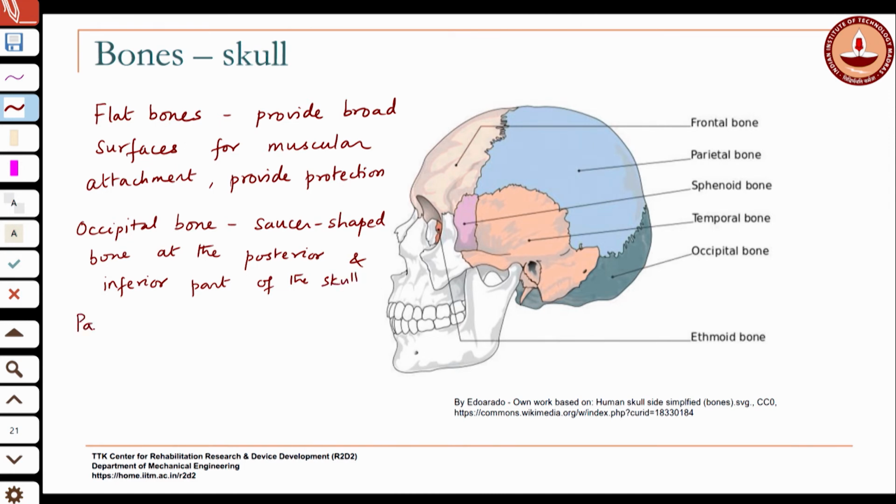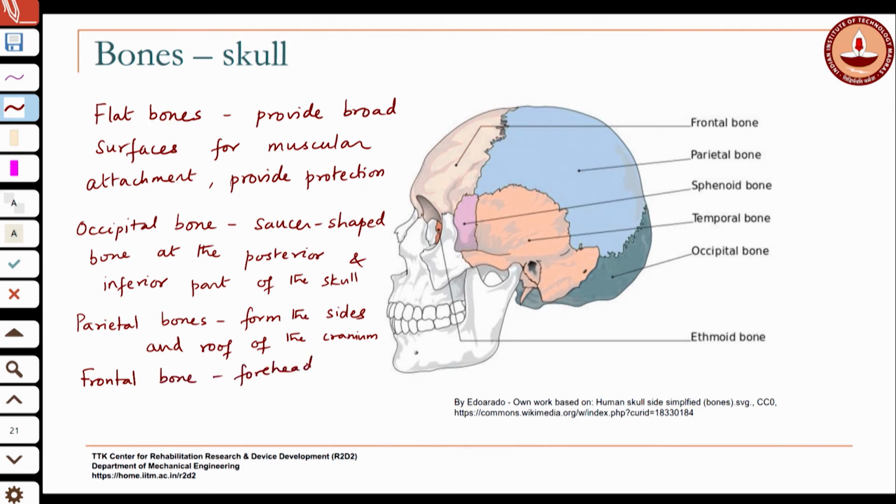The parietal bones form the sides and the roof of the cranium. Parietal means wall. And then you have the frontal bone, which is the forehead. Then you have the hip bone and the sternum. These are all examples of flat bones.